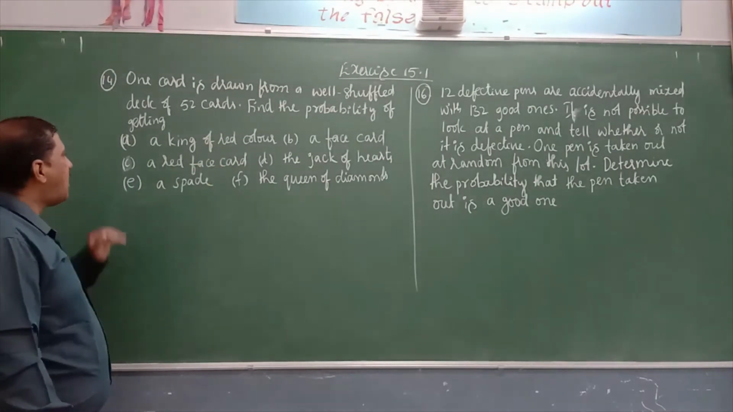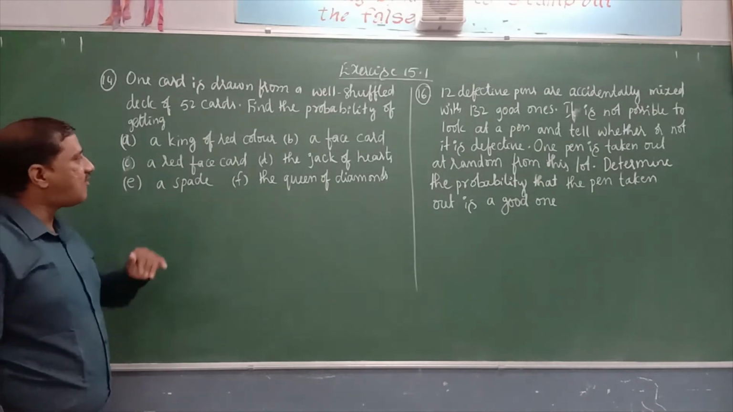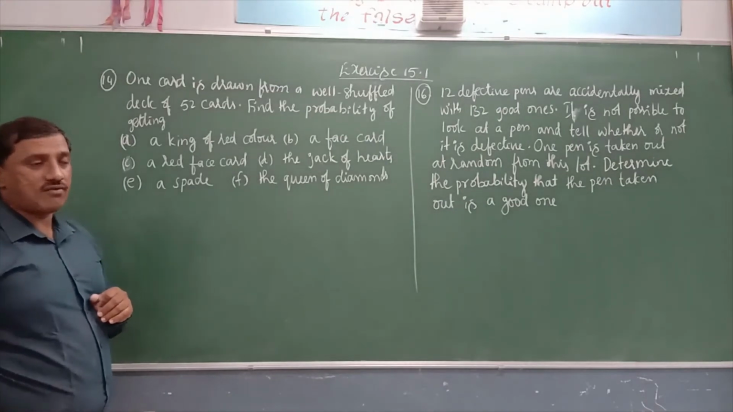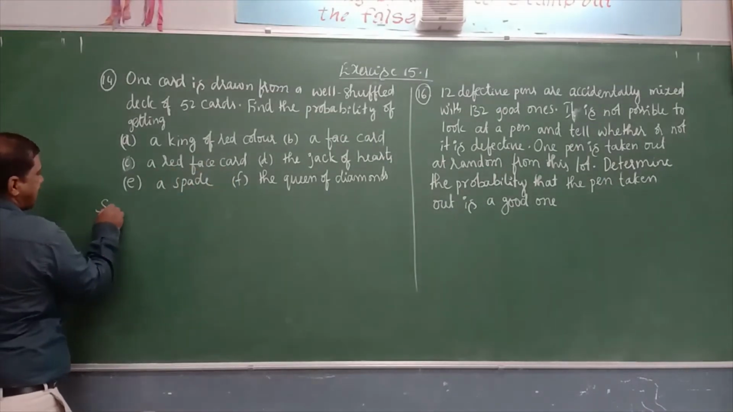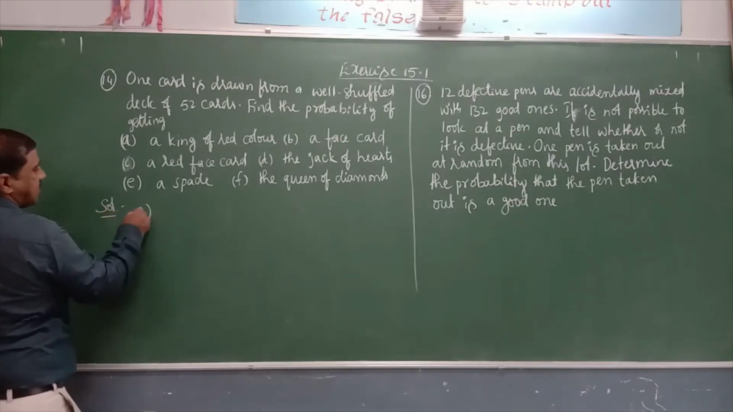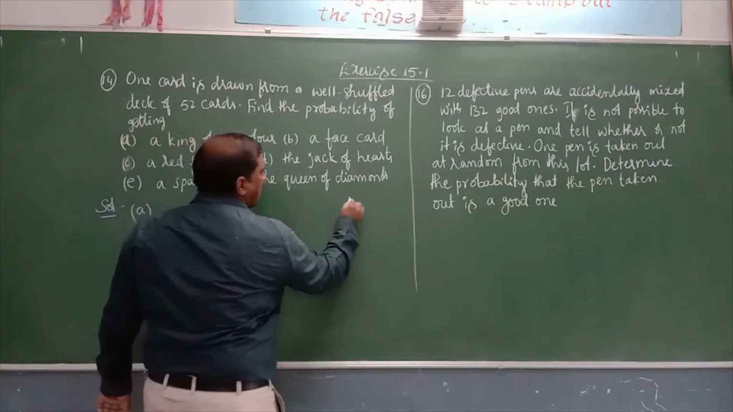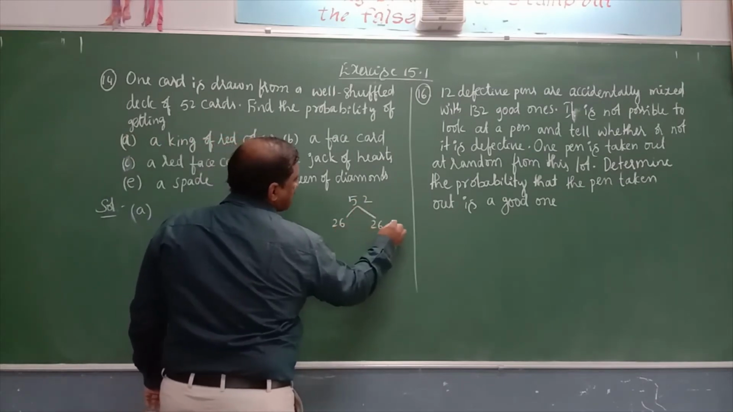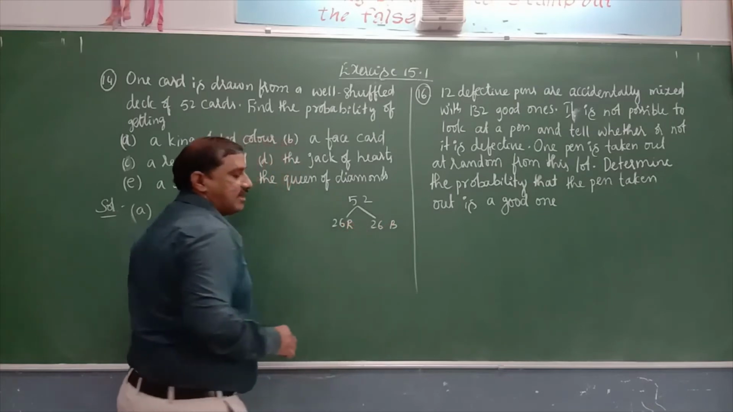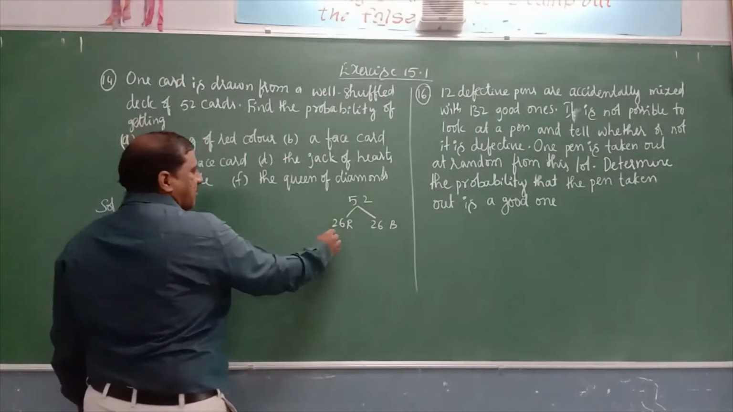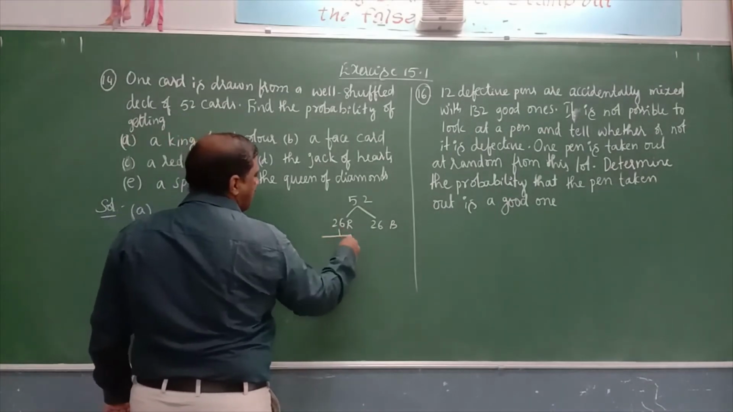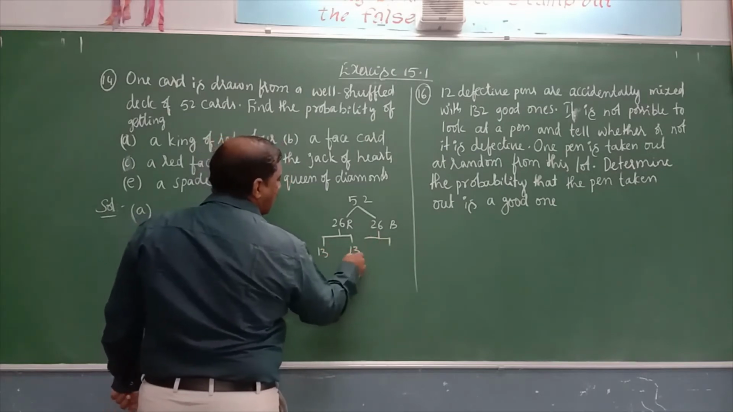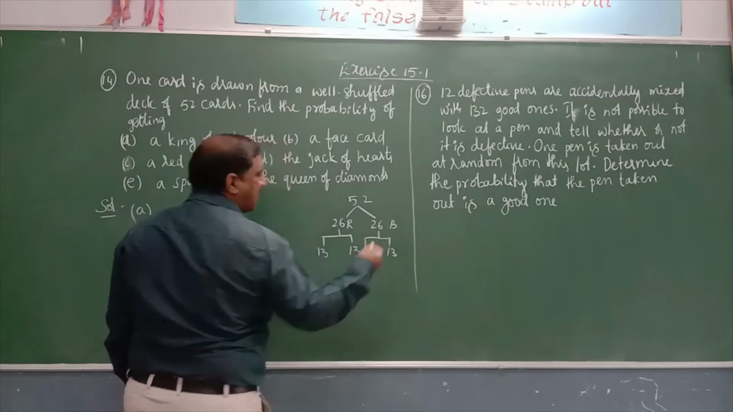A face card, a red face card, the Jack of hearts, a spade, the Queen of diamonds. So here, as I told in the previous class, we have a deck of 52 cards. From those 52 cards, 26 and 26 are black and red. Again, from the red color we have 13 cards here, and here we have 13 cards.